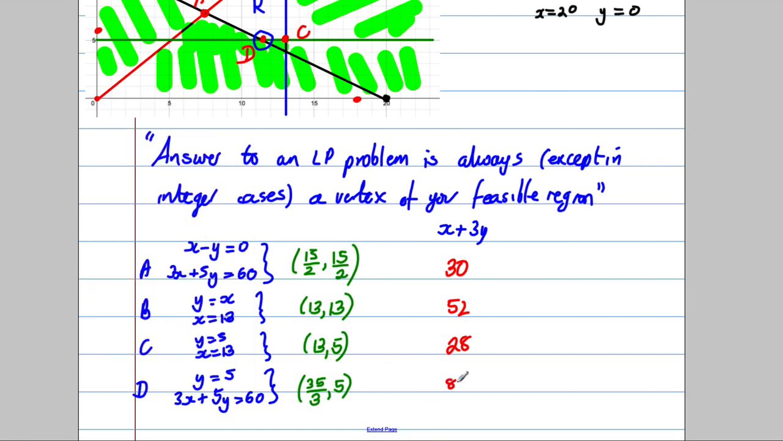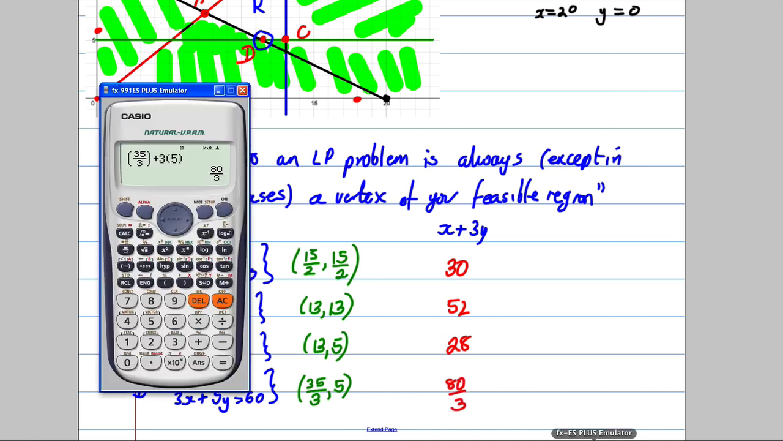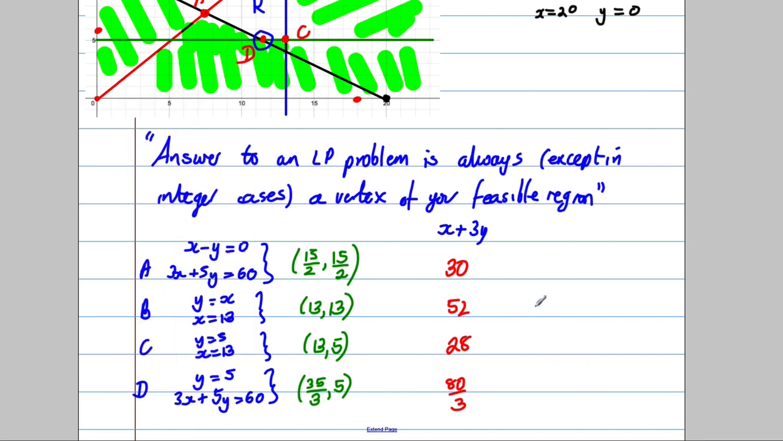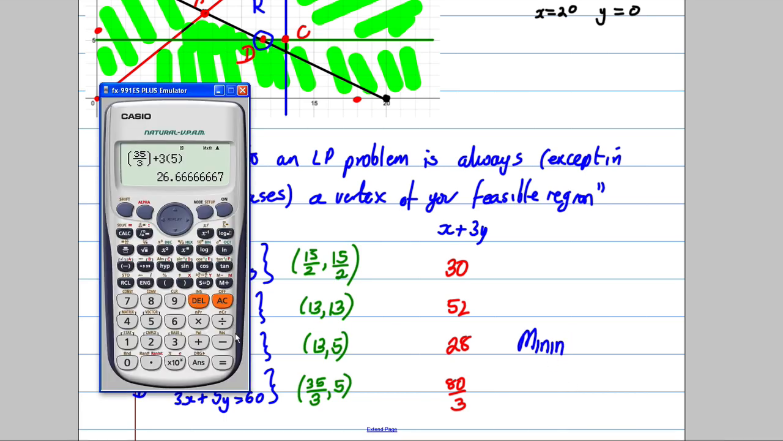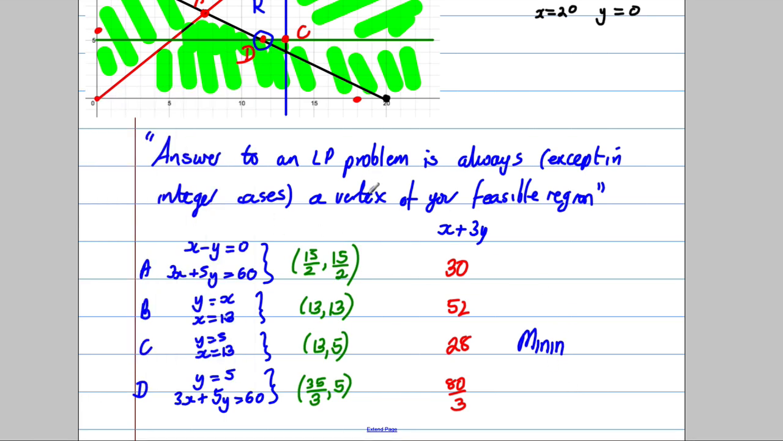And I get 80 over 3. And 80 over 3 is approximately 26.6 recurring. So which one's the minimum? Clearly this one's the minimum. Oh, maybe not. D's the minimum, sorry, because that was 26. The minimum here is here.